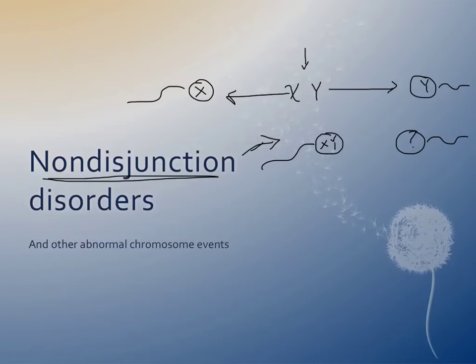The same could happen when creating the eggs of a female. You could end up with an egg that has two X chromosomes instead of just one, or you could end up with an egg that has no sex chromosomes in it.